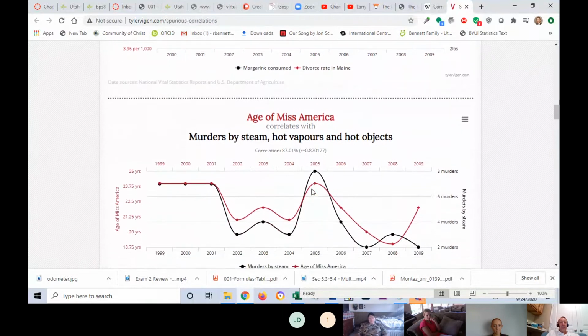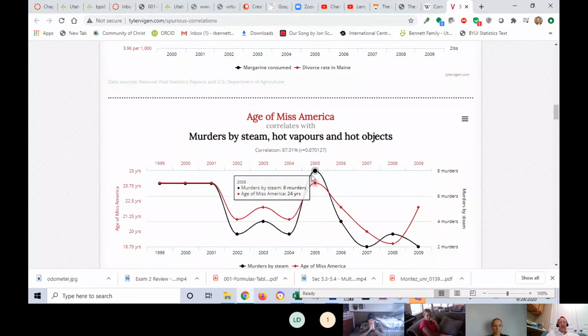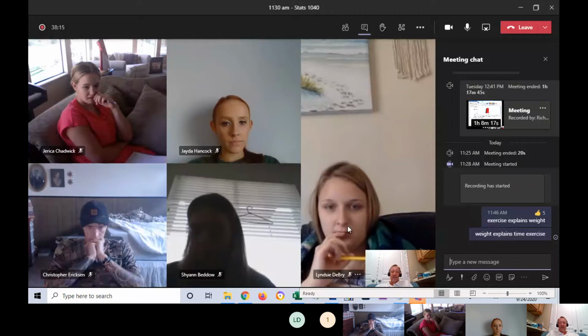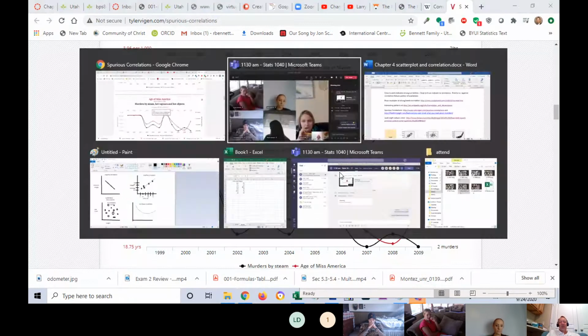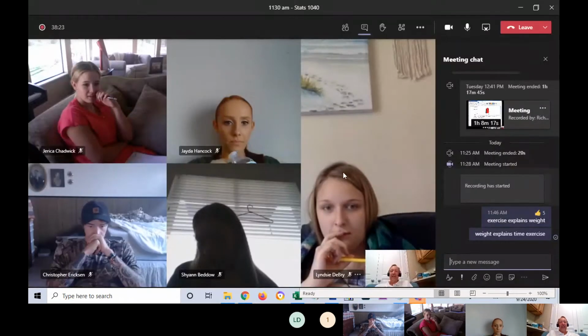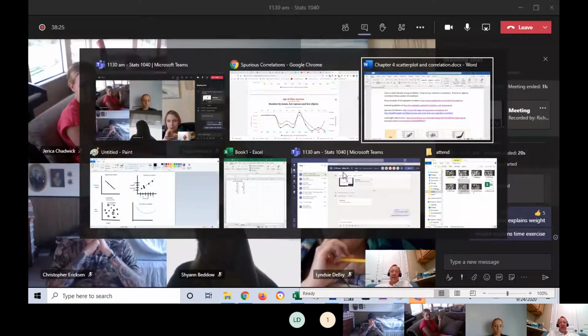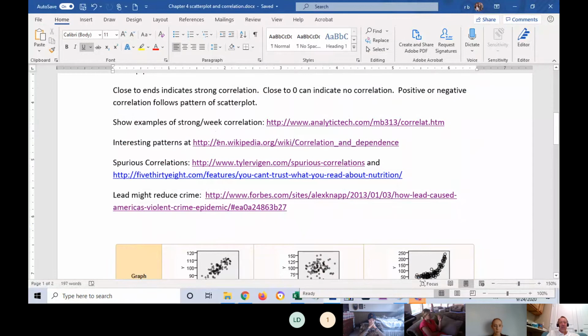Oh, this is a good one. The age of Miss America and murders by steam, hot vapors, and hot objects. So we need to keep the Miss America young to lower our murder rate from steam. Do you think that's related, Lindsay? So these are just some silly examples to show that correlation does not mean causality, but there are some weird things.